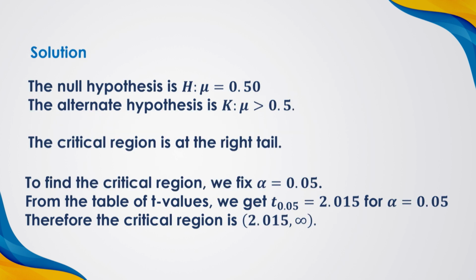Solution. The null hypothesis is H: mu equal to 0.5, the alternate hypothesis is K: mu greater than 0.5, and the critical region is at the right tail. To find the critical region, we fix alpha equal to 0.05. From the table of t values, we get t_0.05 equal to 2.015. Therefore, the critical region is the interval starting from 2.015 up to infinity.